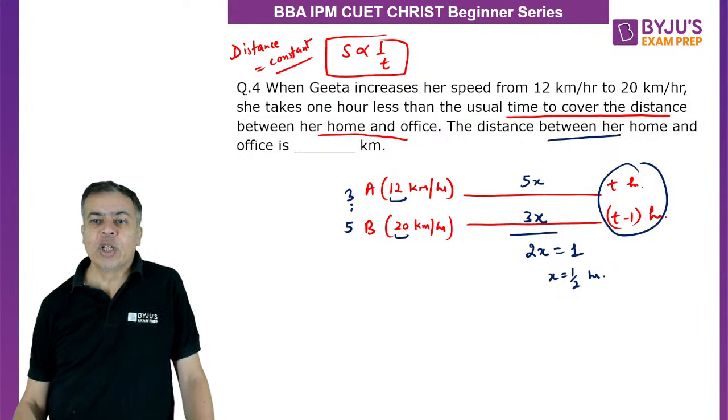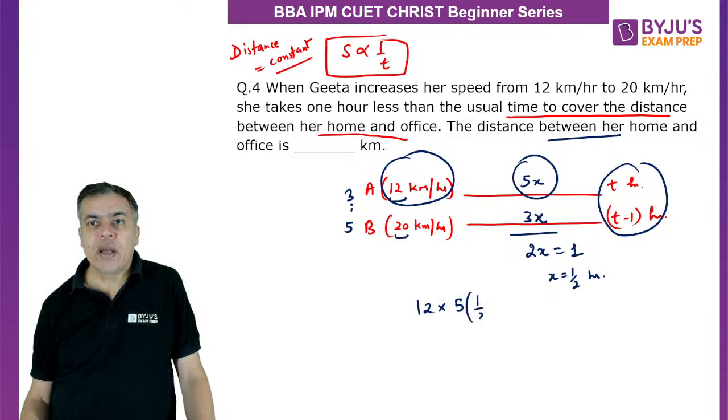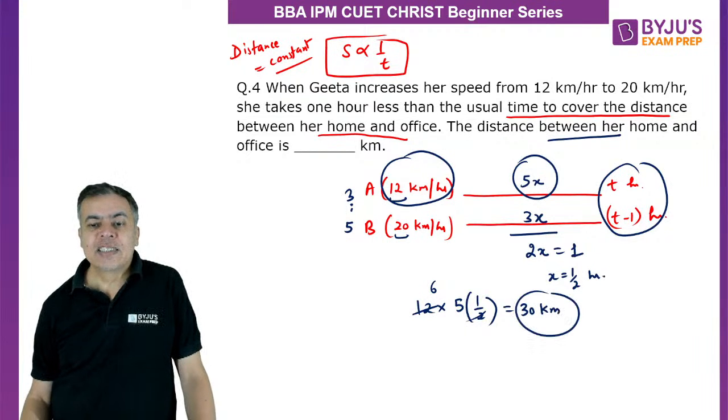Now he's talking about the distance. So the distance is speed into time. So speed into time, 5x, where x you can put 1/2. So that means it is 30 kilometers, which is the distance.